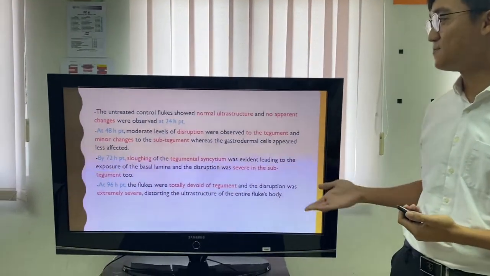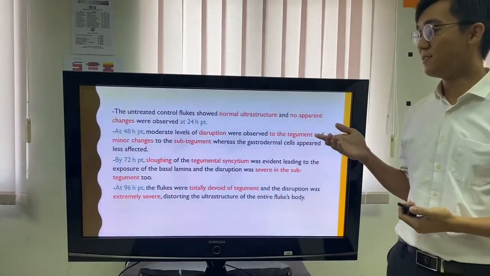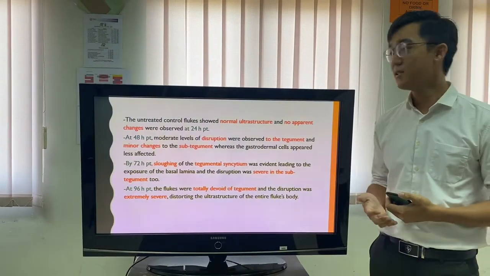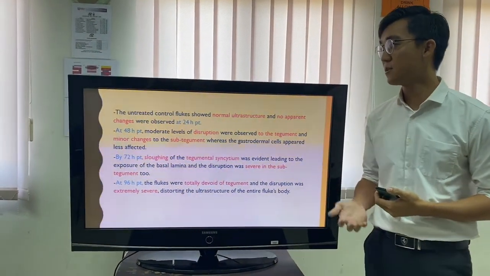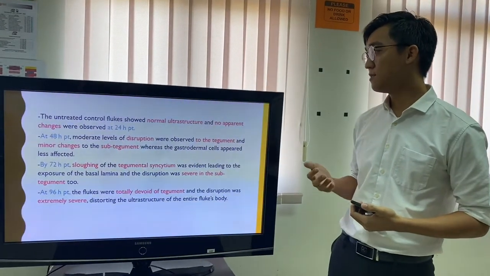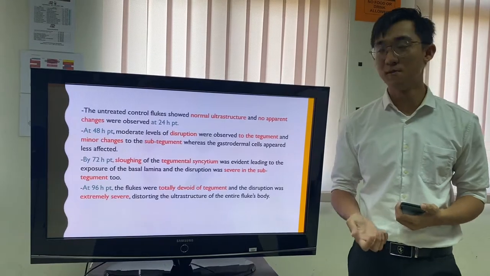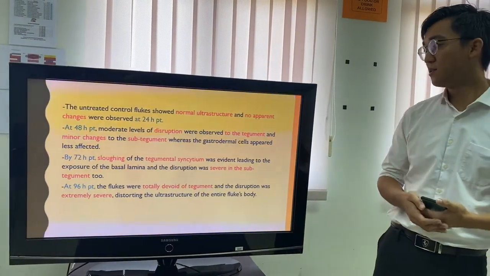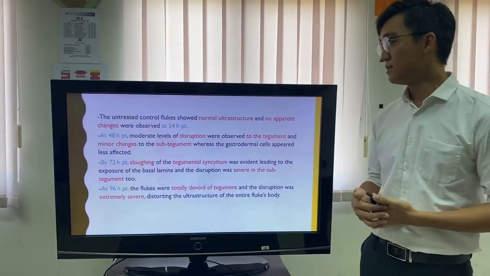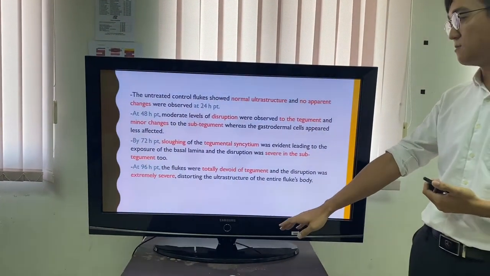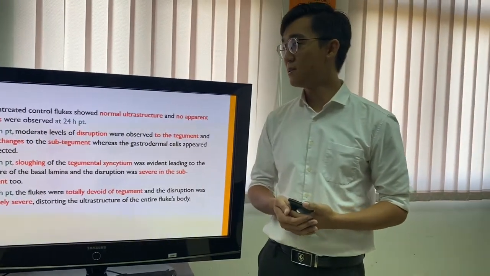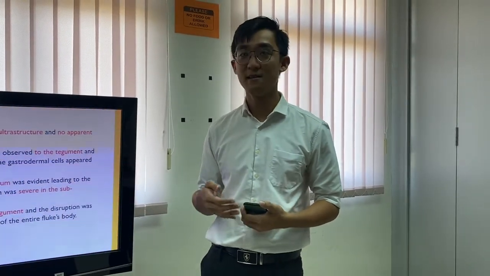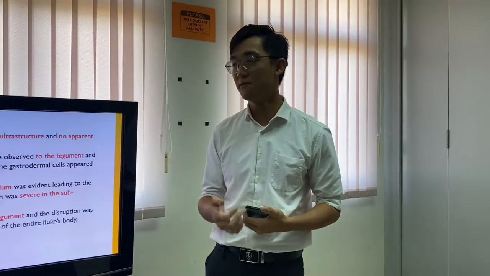Next. So these are the postmortem findings on the Fasciola. You can see at the 24 hour, which is the first day, the effects were not apparent, and the Fasciola is still in normal ultrastructure. While on the second day, there's little disruption to the tegument and also minor changes to the subtegument. By the third day, there's severe disruption of the tegument and also the subtegument. And we can see at the fourth day, it is totally devoid of tegument and also has extremely severe ultrastructural damage. So this indicates that triclabendazole is able to work within 4 days. So there's very high efficiency of the medication towards the liver flukes.